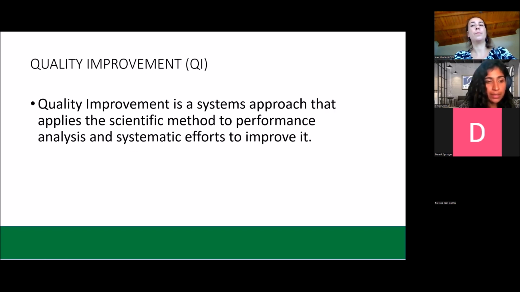La mejora de la calidad es un enfoque de sistema que aplica métodos científicos, ¿verdad? Siempre está basado en datos y son metodologías que están probadas y que se han trabajado desde muchos años y que han sido mejoradas y actualizadas, ¿verdad? A fin de ir respondiendo a las necesidades.